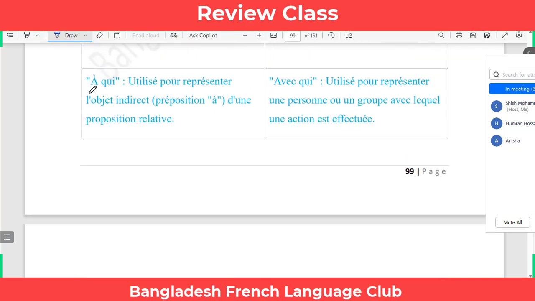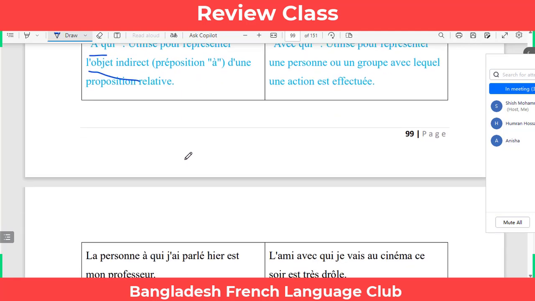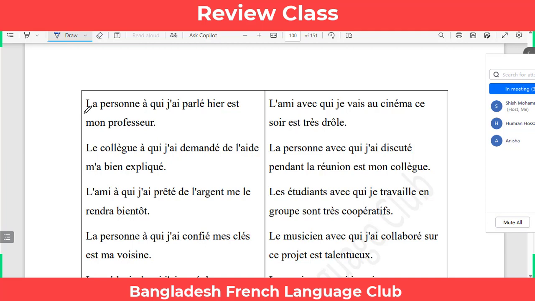Now à qui, utilisé pour représenter l'objet indirect, so indirect object. The à qui indicates the indirect object and a preposition. Okay, let's see the example. La personne à qui j'ai parlé hier est mon professeur. So la personne à qui means to whom, right? To whom I spoke yesterday is my professor, or my teacher.